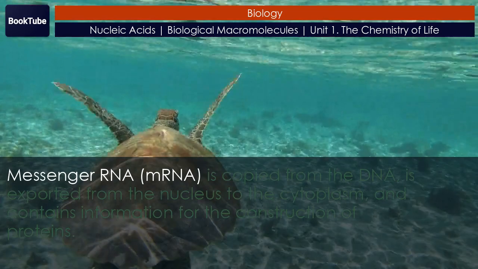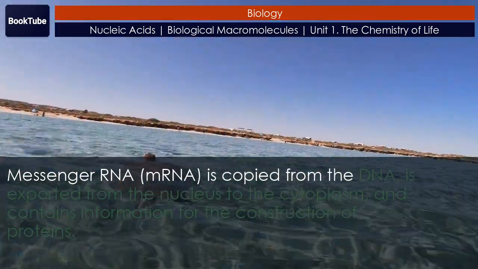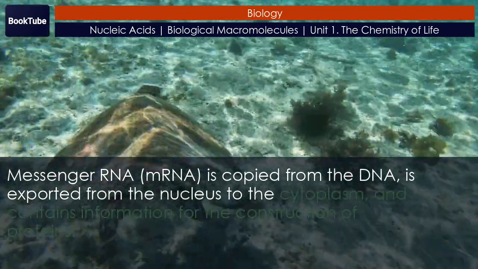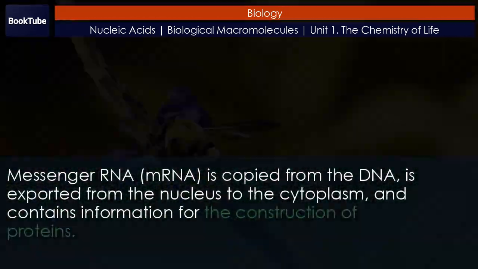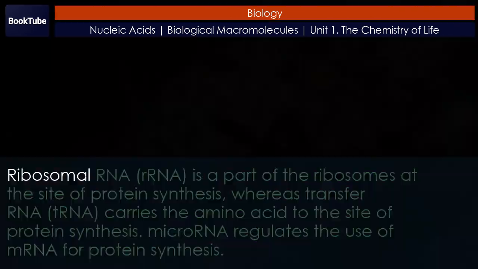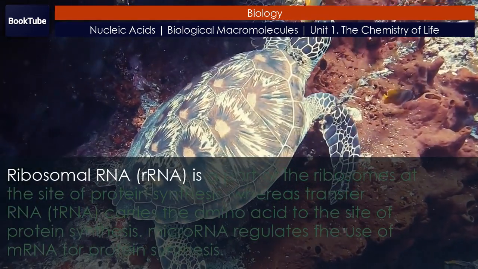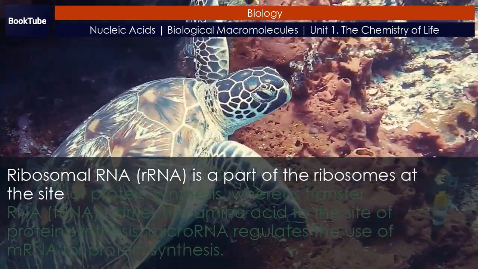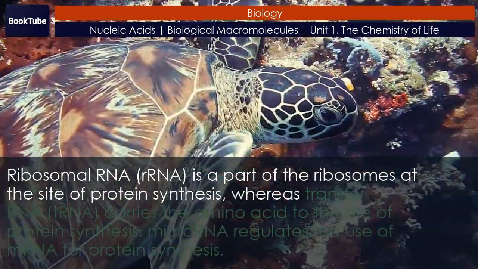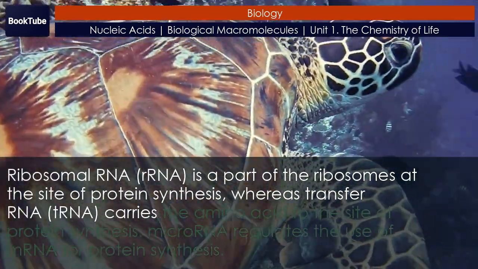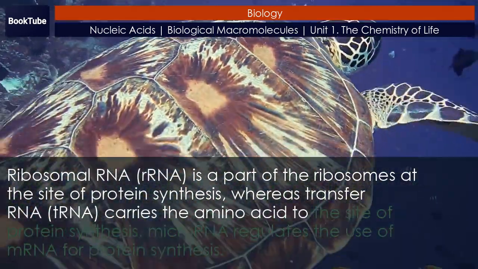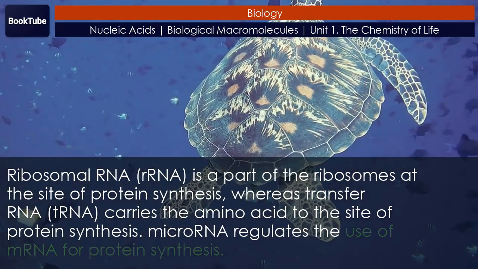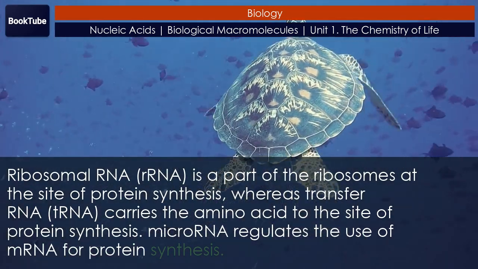Messenger RNA, mRNA, is copied from the DNA, is exported from the nucleus to the cytoplasm, and contains information for the construction of proteins. Ribosomal RNA, rRNA, is a part of the ribosomes at the site of protein synthesis, whereas transfer RNA, tRNA, carries the amino acid to the site of protein synthesis. MicroRNA regulates the use of mRNA for protein synthesis.